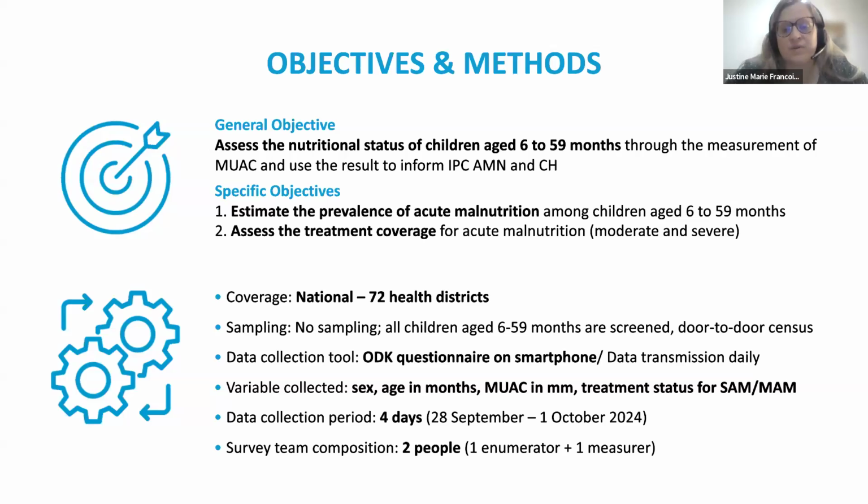So really, this was national coverage with 72 health districts covered, and there is no sampling as all children are screened. It's a door-to-door census. The data collection tool that was used was ODK, and the questionnaires were put on a smartphone and shared daily. Very common variables were collected: sex, age in months, MUAC, not, of course, in colors, but in millimeters, and treatment status of the children identified as MAM or SAM. The data were collected during 4 days, and the survey team was composed of 2 people, 1 enumerator and a measurer. Next, please.